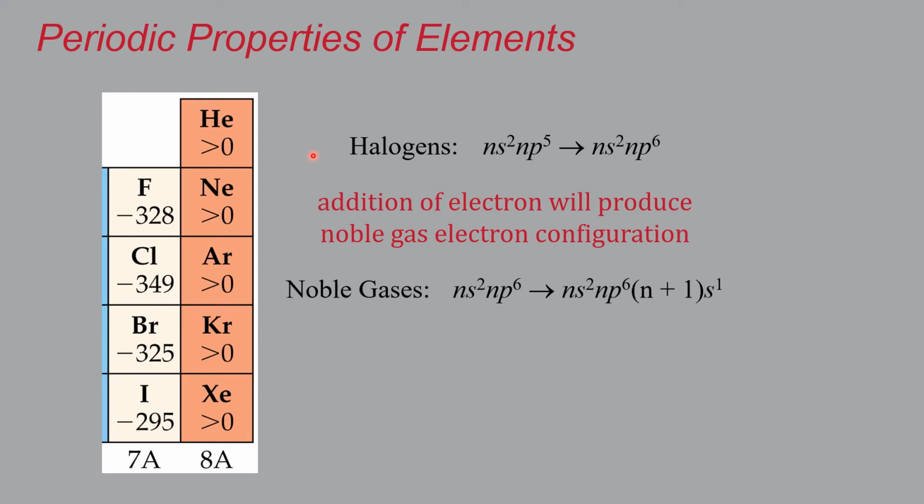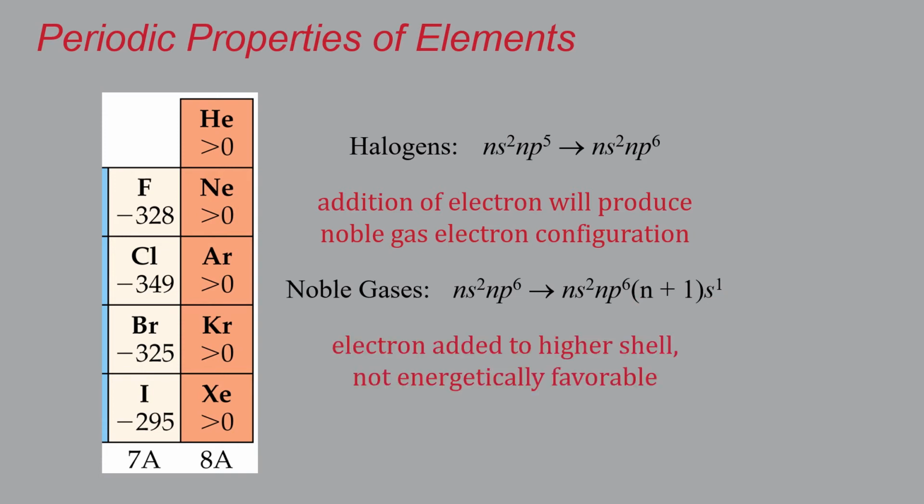The noble gases, on the other hand, already have that complete shell. They already have configurations of ns2 np6 for their neutral atoms. For them, the addition of an extra electron actually just makes matters worse, because that extra electron is going to be an s-type electron in the next shell up. That electron is added to a higher energy shell, and so the whole process just isn't energetically favorable, which is why they don't do it particularly easily.